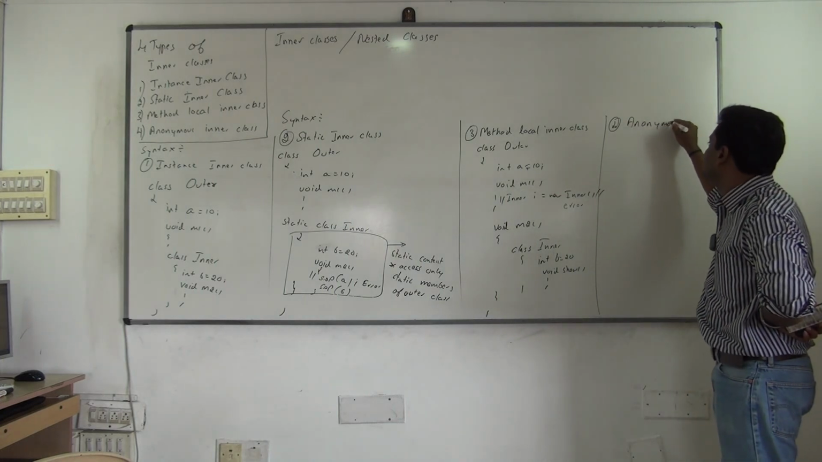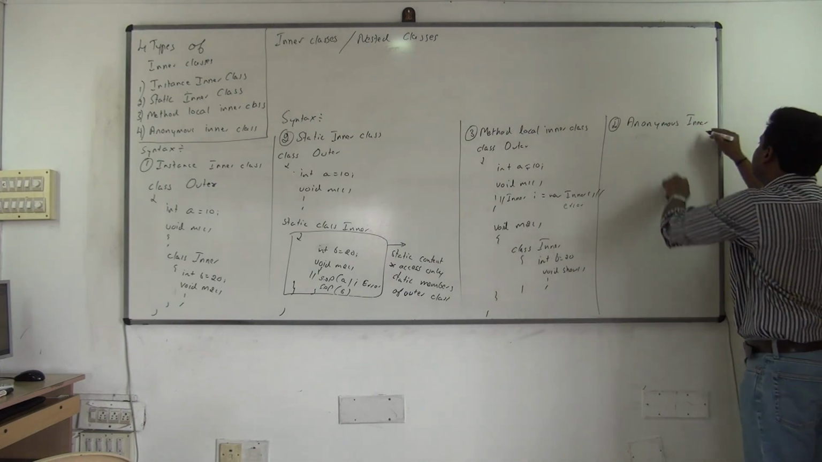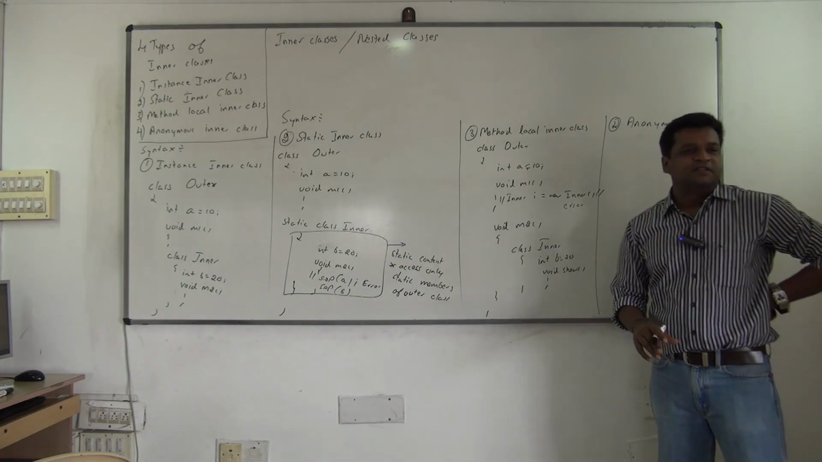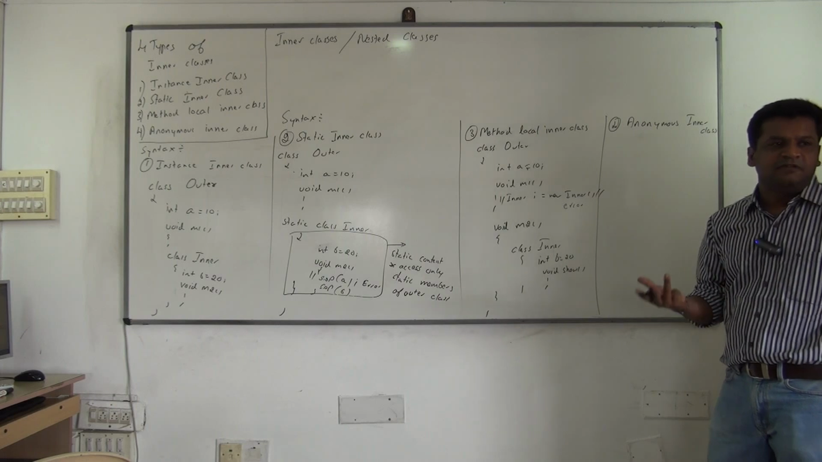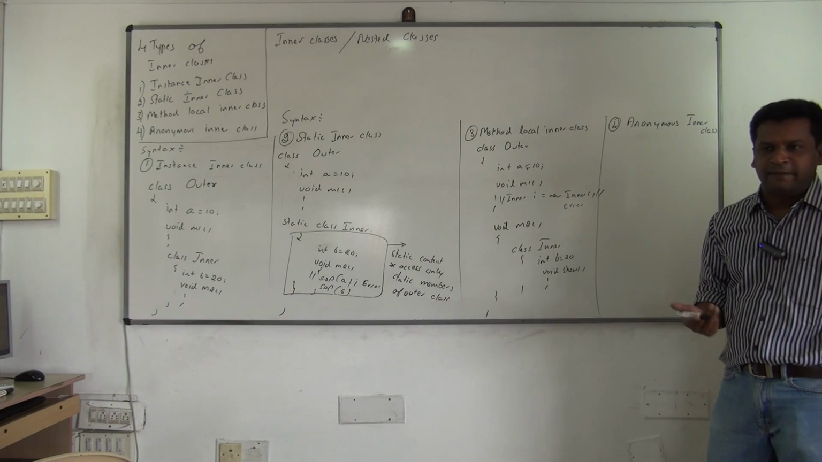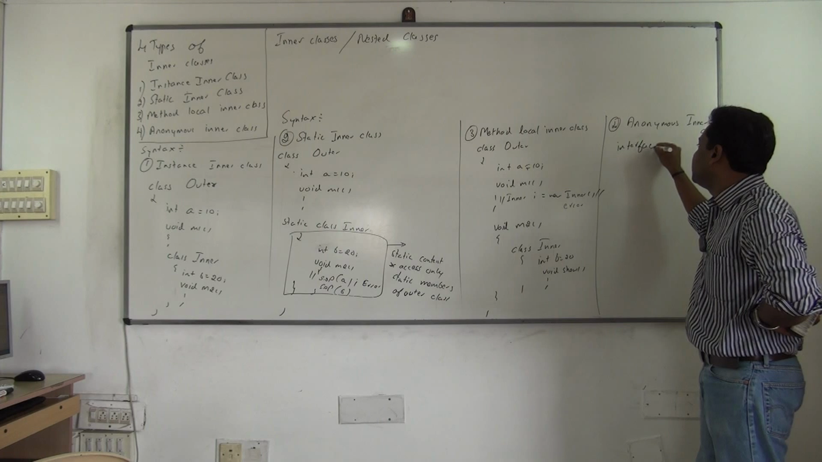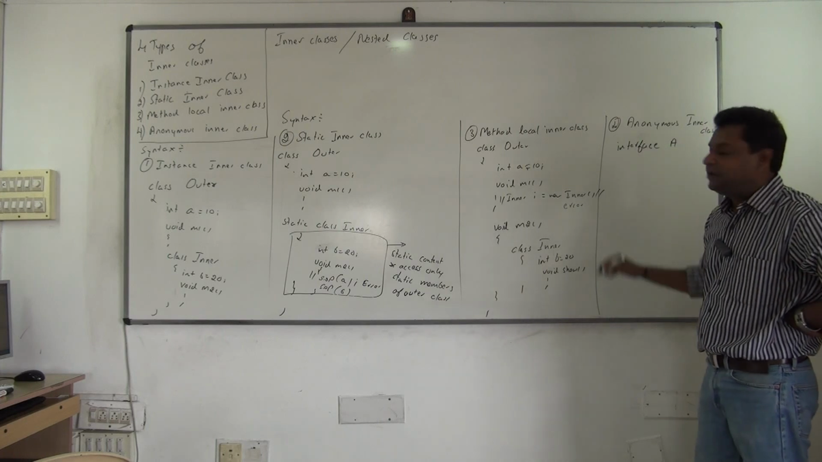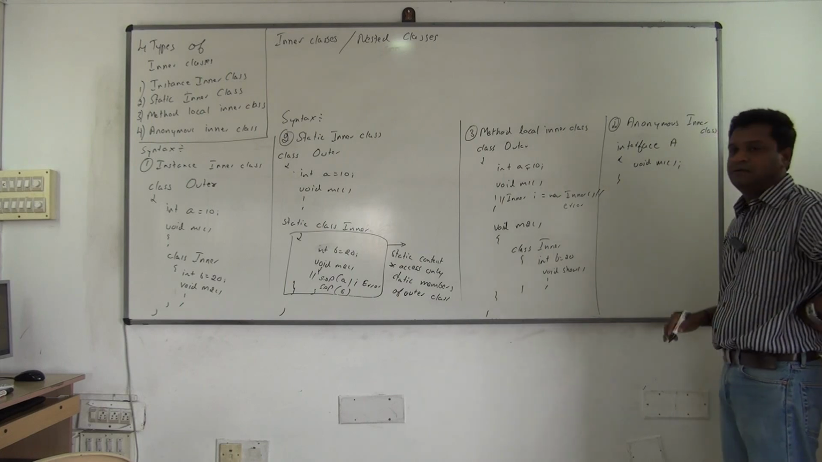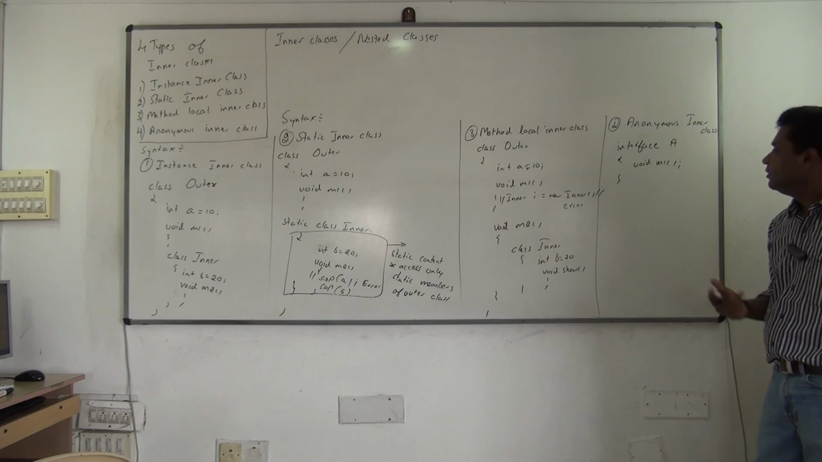Now, anonymous inner class. Anonymous means something without a name. Something without a name is called anonymous. It's English: anonymous means something without any name. Let's see what happens now. This is the syntax. I'll have an interface A, and an interface will definitely contain abstract methods only, no doubt about it.